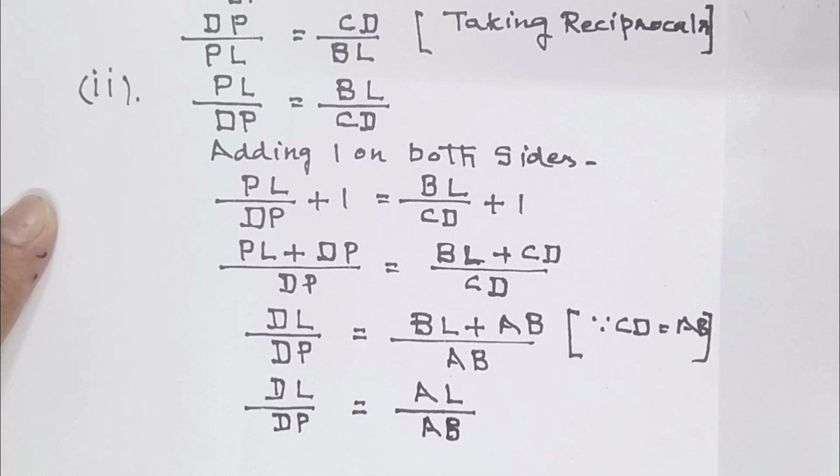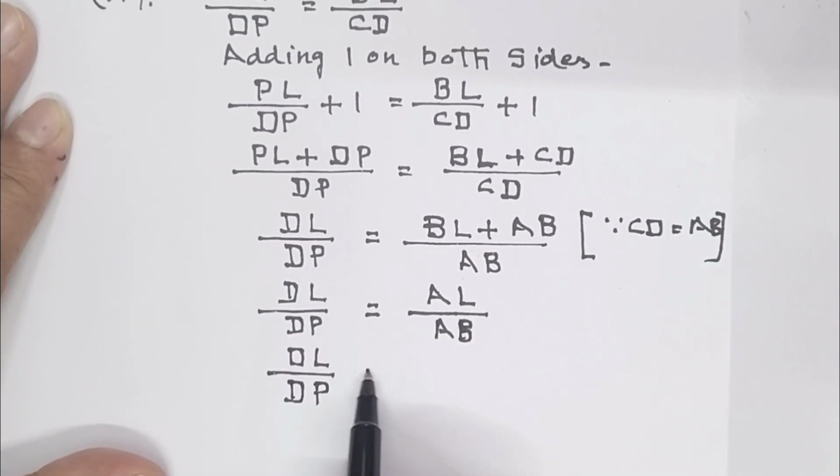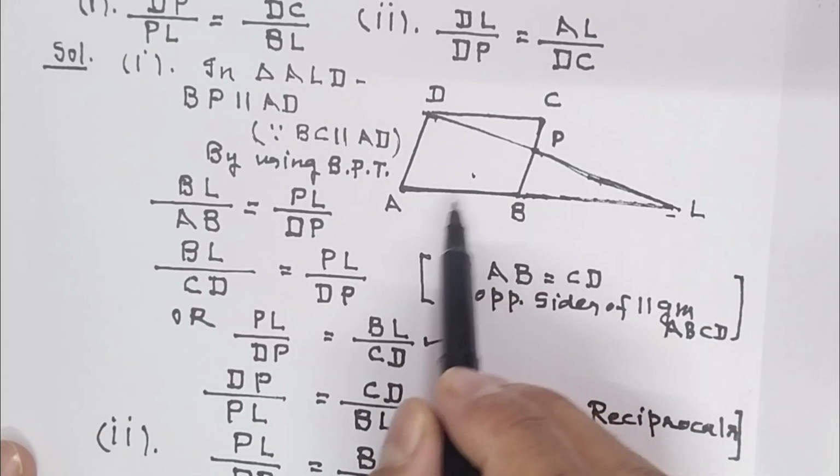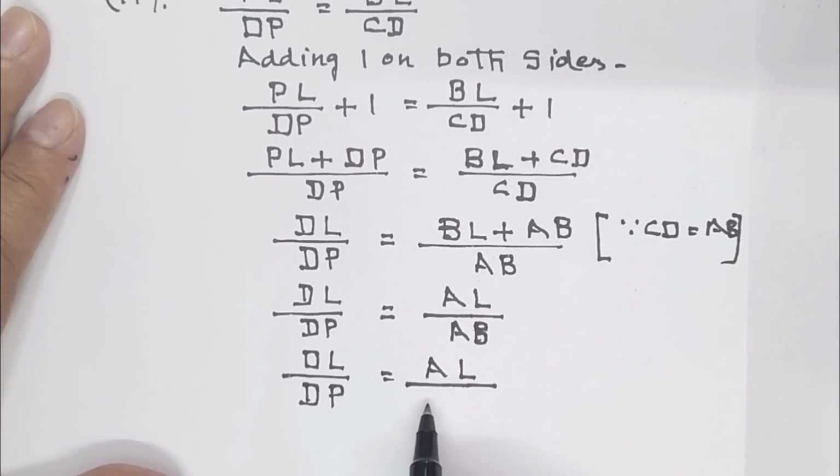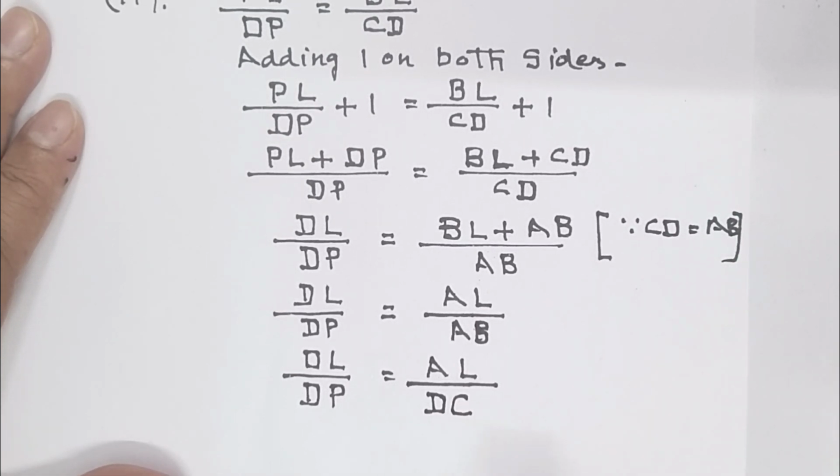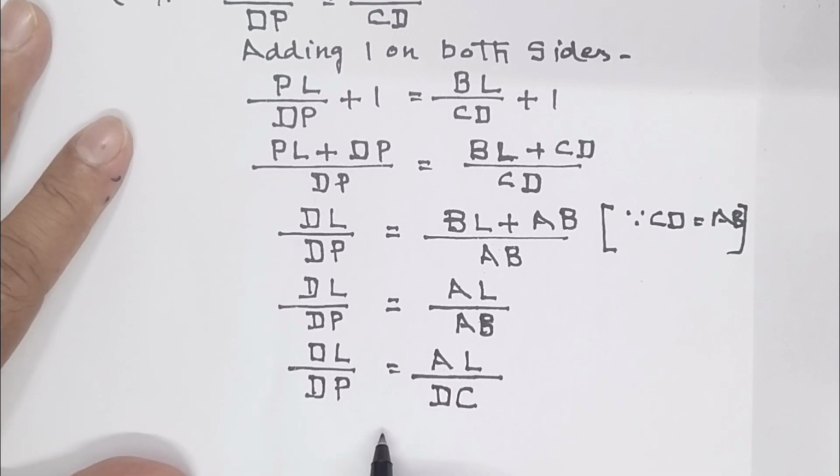And to make the result, what you have to do? DL upon DP is equal to AL upon AB, further can be replaced by DC. AL upon DC, because we have already mentioned that AB and CD are equal. So both the parts are proved, hence proved.